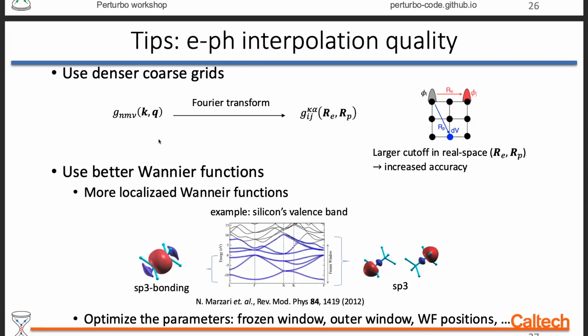in general, the interpolation will converge more if you use a denser coarse K and Q grid, because that will lead to longer real space vectors. But it's also important to use good quality Wannier functions. So in general, if they're more localized and if they have a more physical symmetry, then you'll often get a better interpolation. And so using the tips on the previous slides is helpful.